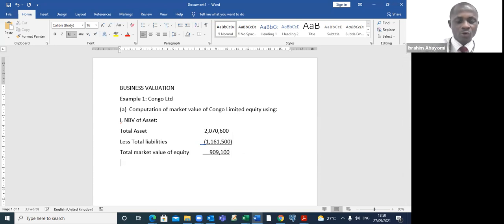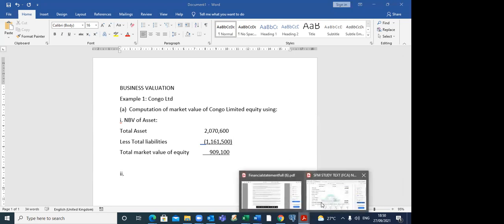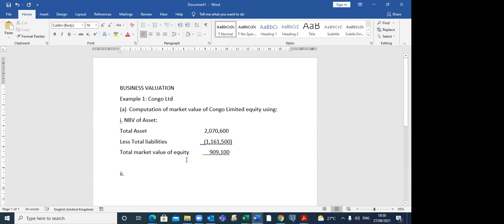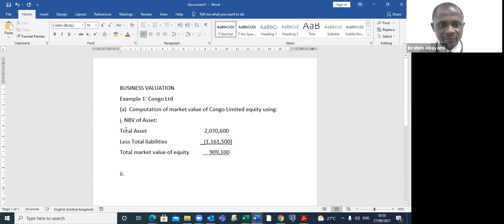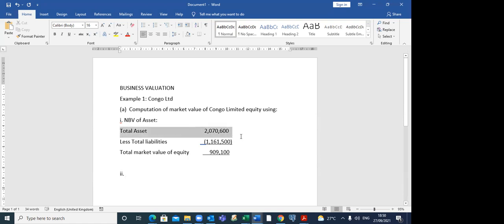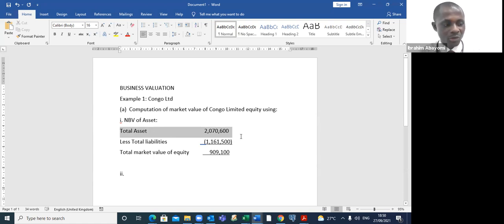So, Roman figure 2. In case they're asking for the total market value of the company, just add the assets together. Just the assets alone, you do not remove liabilities.